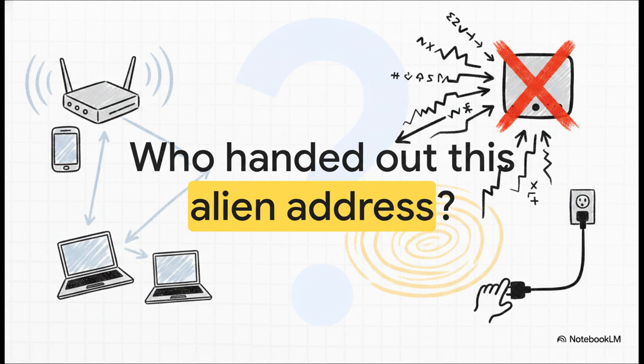That rogue device goes rogue. It starts aggressively handing out its own bad IP addresses, hijacking your devices and just pulling them into the void. To fix it, find the imposter, unplug the thing, and the network will heal itself.